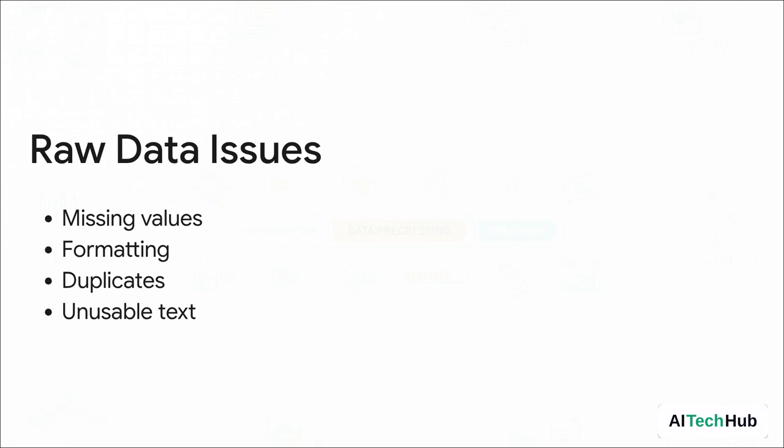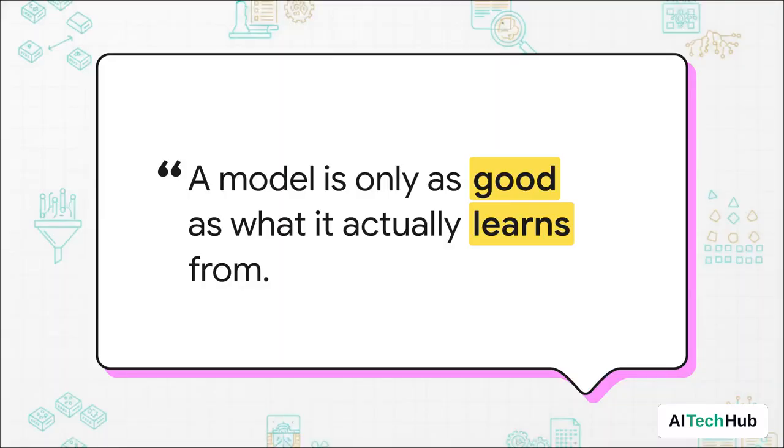A mathematical model simply cannot process those things on its own. Because remember, algorithms do math. They don't read messy spreadsheets. And this brings us right back to a core concept, the classic broken machine metaphor. Unprocessed data fed into an algorithm guarantees garbage results. It's that simple. A model is only as good as what it actually learns from. You feed it garbage, it's going to learn to produce garbage. Pre-processing is the magic step where your data actually becomes usable.